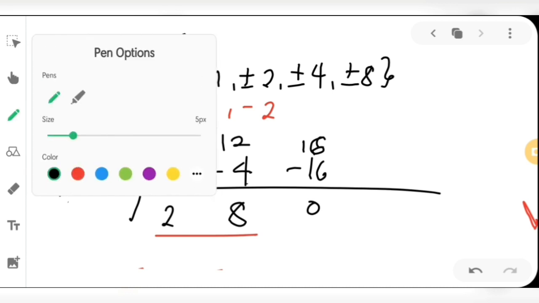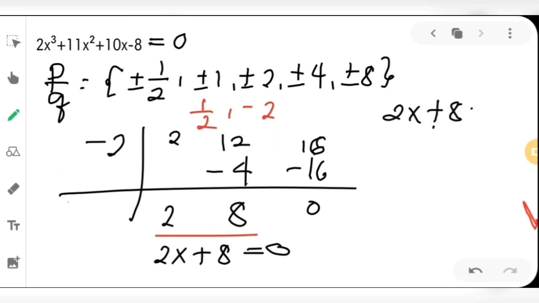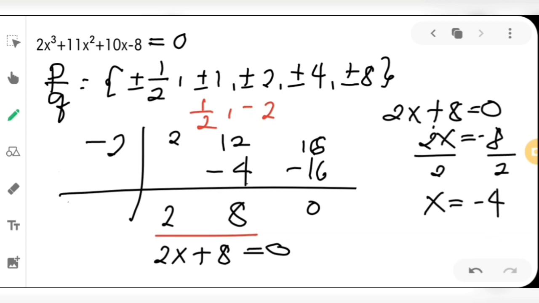That means we can write this as a binomial in the first degree. So we have 2x plus 8 equals 0. We are going to transpose 8 to the other side. So 2x equals negative 8. Then divide both sides by 2. So x now is equal to negative 4. And this is the last root. We have negative 4.